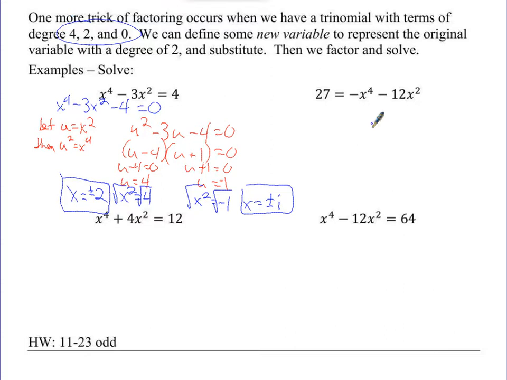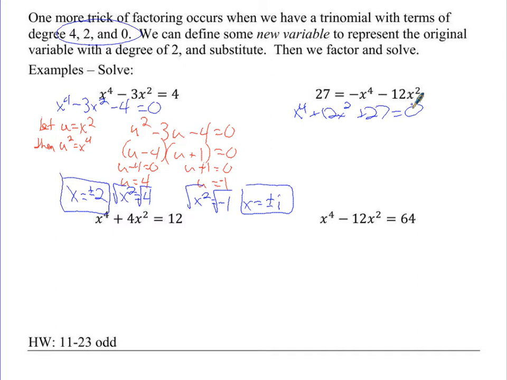So let's take a look at the second one. What should I do first, probably, if I want to solve for x? Everything on one side. Is it going to be better to move the 27 over here or all the other stuff over there? All the other stuff. So I move the x to the 4th over, plus 12x squared, plus 27 equals 0.